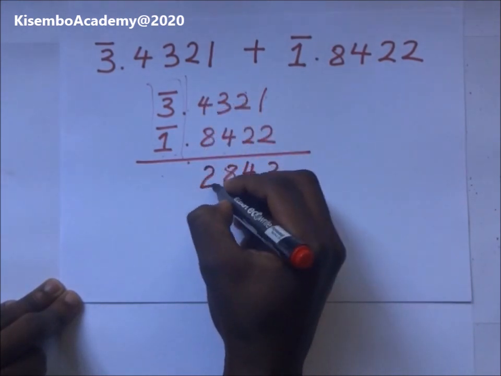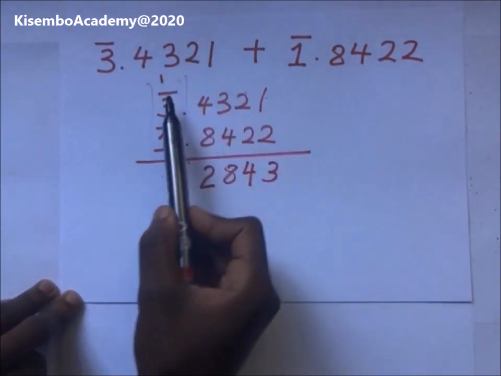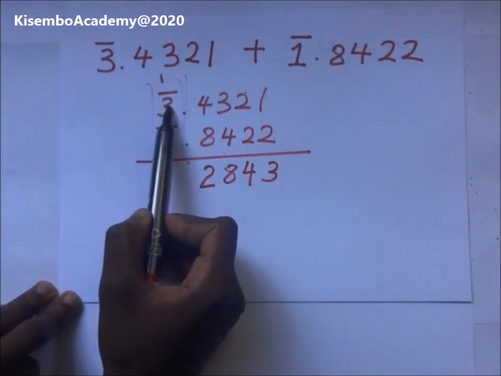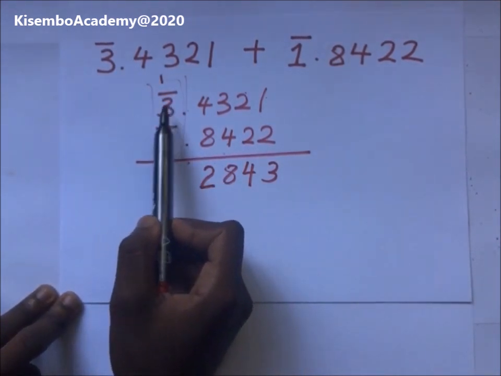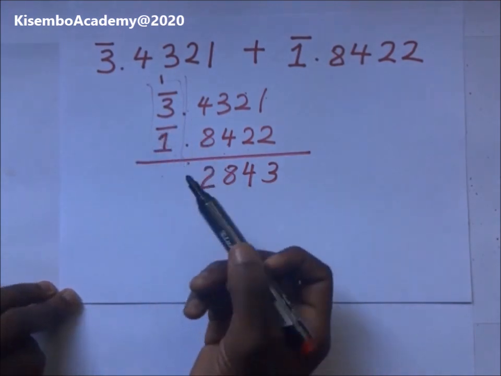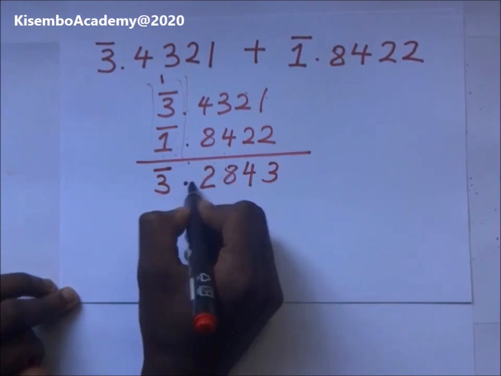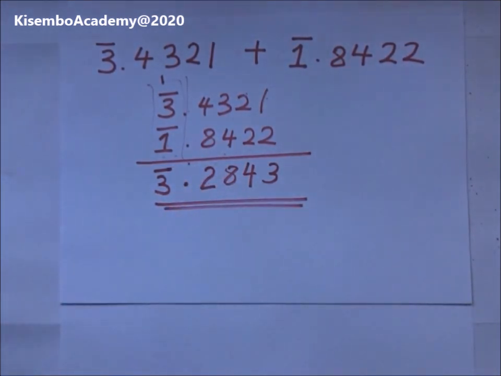So this is becoming 2. We carry 1 here. So it becomes 1 minus 3 minus 1. So 1 minus 3 is going to give us negative 2. The negative 2 plus negative 1 will give us negative 3. So this becomes bar 3. So it's bar 3.2843. That's how we deal with that arithmetic.